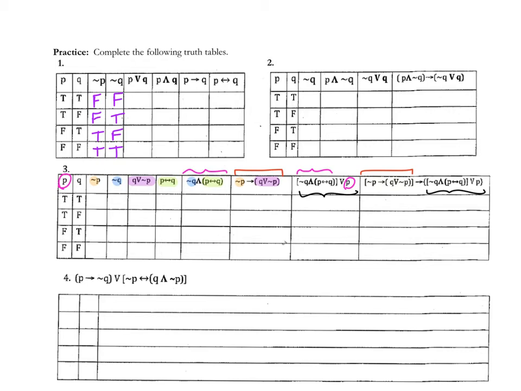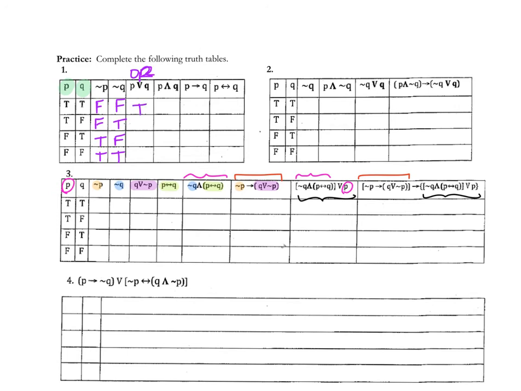Now we're looking for P or Q. So make sure you're looking back here at the original two columns. P or Q. Or is true when there's any true at all. So true or true is true. True or false is true. False or true is true. The only time that or is false is when there's two falses. And then for and, true and true is true, and everything else is false.